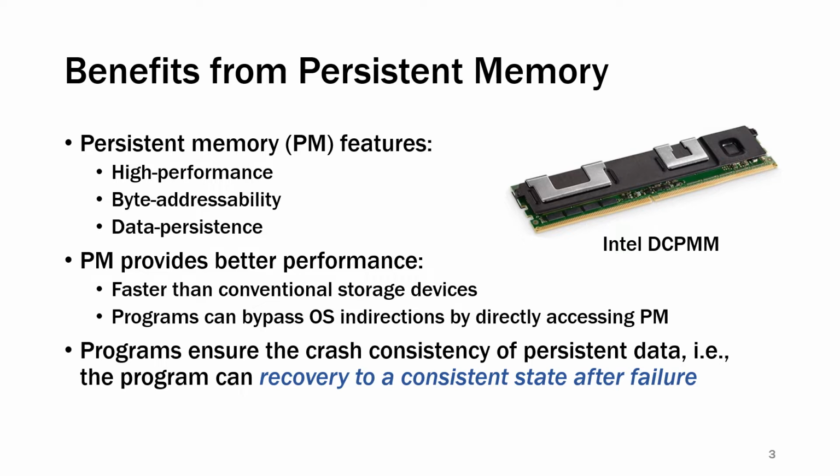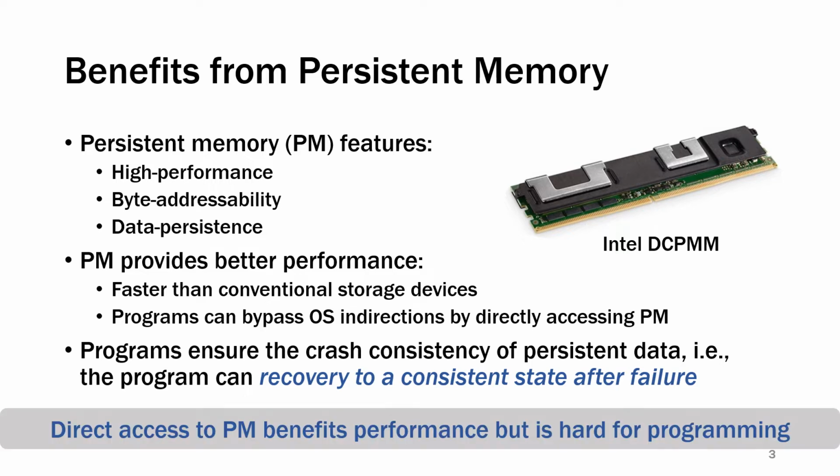However, the cost is that programs have to ensure the crash consistency of persistent data, such as the support provided by the file systems. In this way, the program can recover to a consistent state after failure. So, direct access to persistent memory benefits the performance, but it is hard for programming.